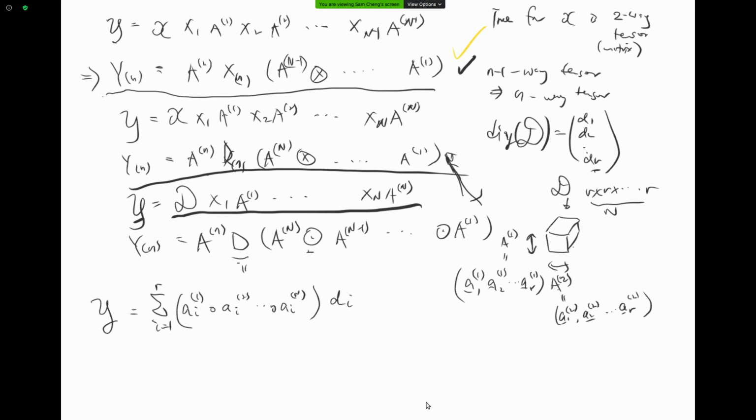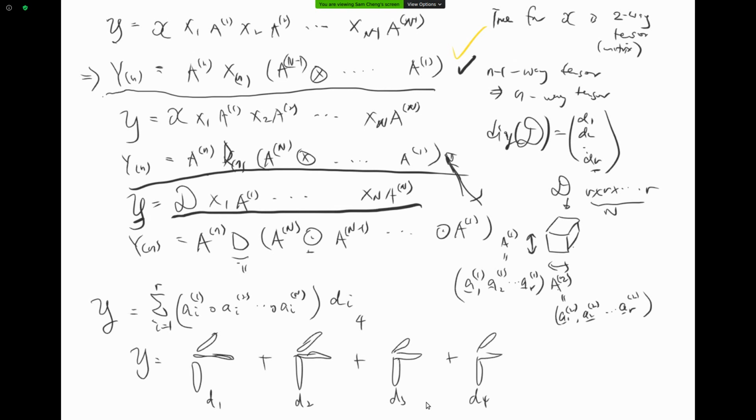Or if I sketch it in 3D, for example, R is equal to 4, let's say. For a three-way tensor, Y is something like this one weighted by d1, plus another one weighted by d2, plus another one weighted by d3, plus another one weighted by d4.